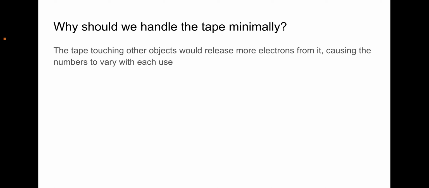Why should we handle the tape minimally? Because every time we handle the tape, we're changing the charge of the tape because the sticky stuff comes off. If we're using the same piece of tape and doing different things with it, and we want to calculate stuff, we would have to account for the fact that the tape no longer has the properties that we wanted from an original calculation. That's all I have.